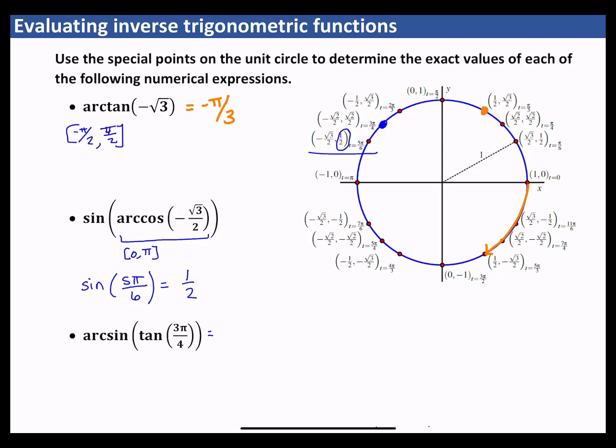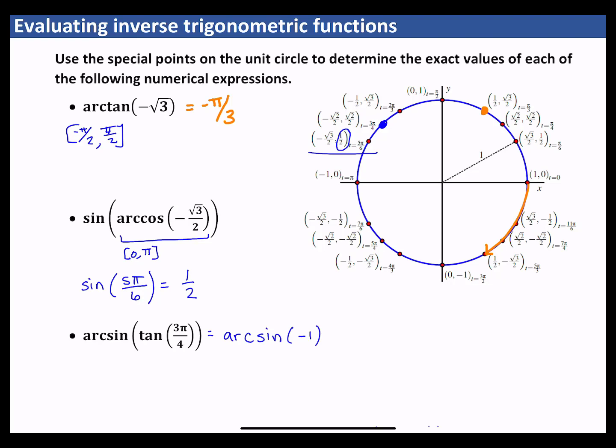So the tangent of 3 pi over 4 is going to be sine over cosine. The sine value at 3 pi over 4 is square root 2 over 2. The cosine is negative square root 2 over 2. So we're just going to get negative 1 there. So we have the arc sine of negative 1.